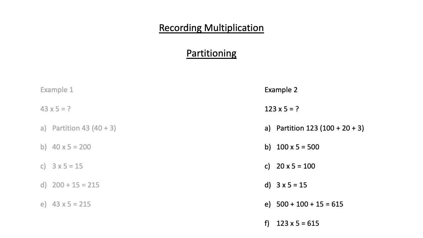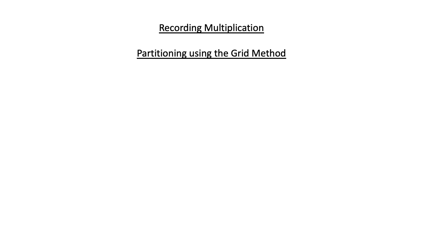And then put the answer back into the original number sentence, 123 times 5 equals 615. The next method is the grid method, usually introduced in lower Key Stage 2. Now, this helps the children really visualise the partitioning and understand how each digit needs to be multiplied by every digit.